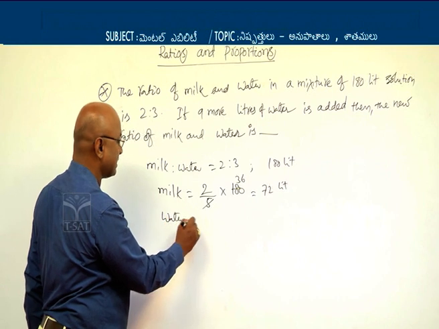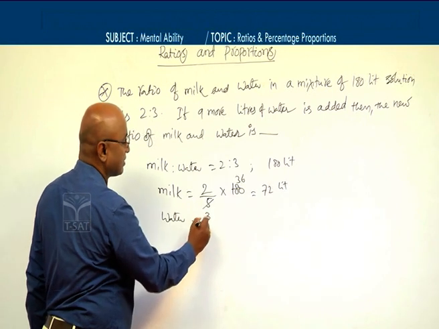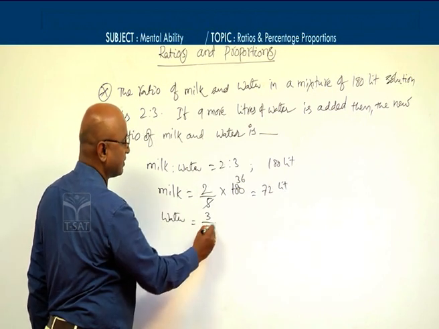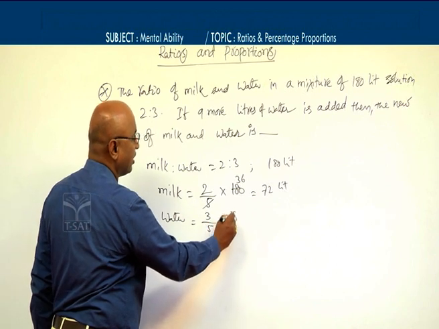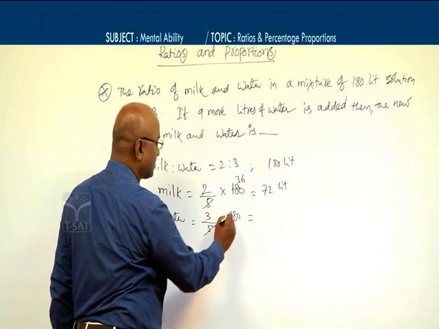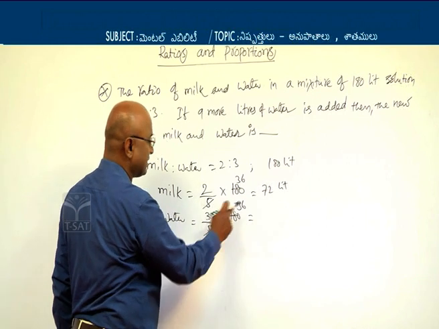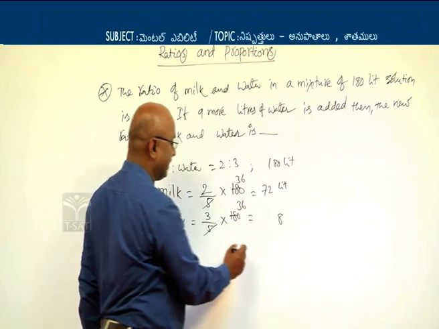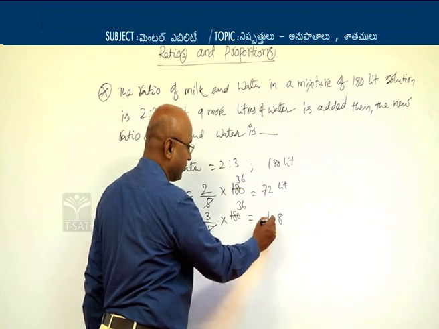And water is 3 parts out of 5 parts, 3/5 into 180 liters. That is equal to 5 1s are 5, 5 36s are 180. 36 3s are 3 6s are 18, 3 3s are 9, so 108 liters.